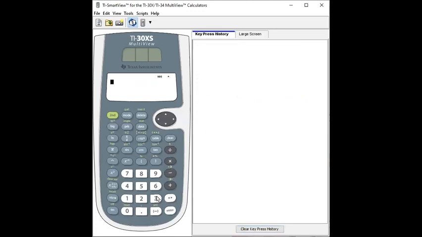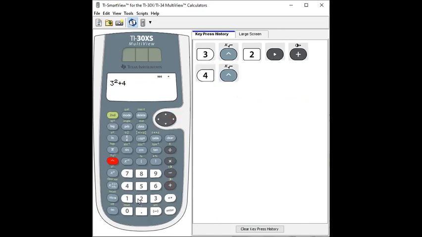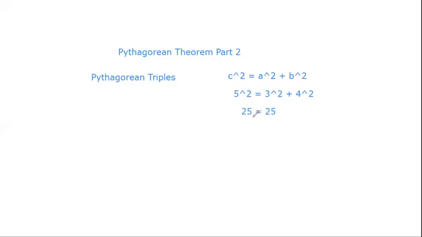So we do 3, up arrow 2, directional pad to the right to get off of the superscript line, plus 4, up arrow 2, directional pad to the right to get off of that exponent line, enter. And yes, 3 squared plus 4 squared is 25. So that does work out. 25 does equal 25, and we know that 5 squared is 25.